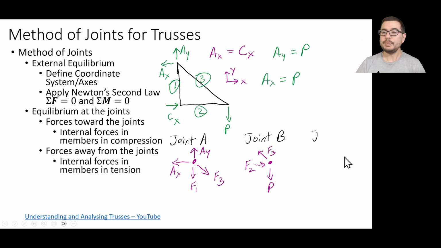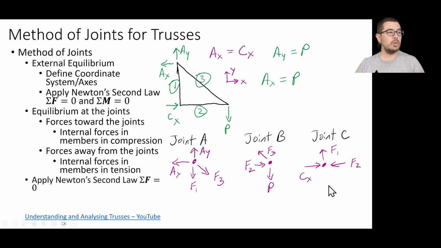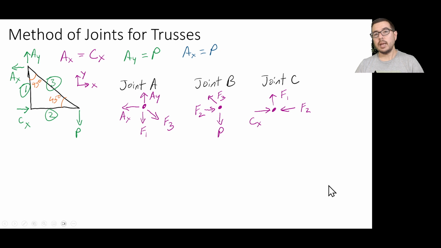For joint C, which is over here, we have to be consistent with F1. So we see that it's once again going to come out of the node. We have to be consistent with F2, so it was coming in, so it's going to be coming in here. And CX is still using the same direction that we defined originally for the external equilibrium. So now we have the opportunity to perform more algebra and equilibrium at each one of these joints.